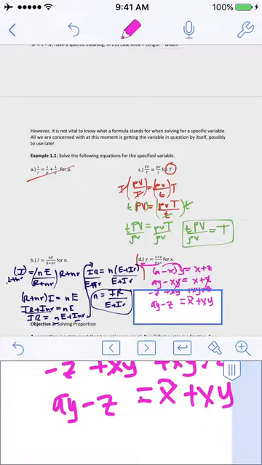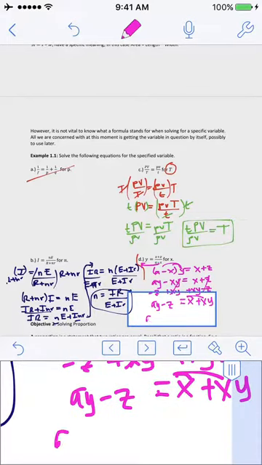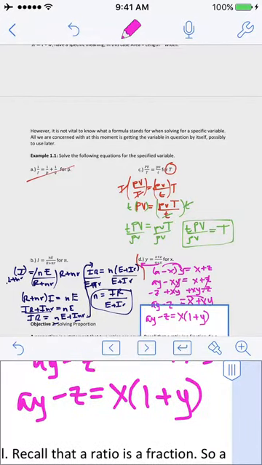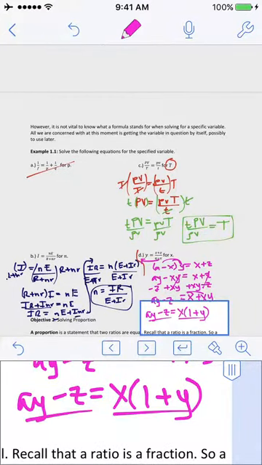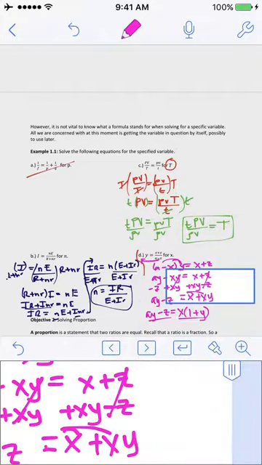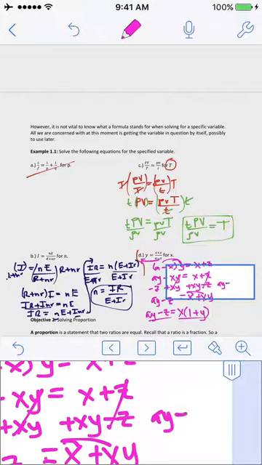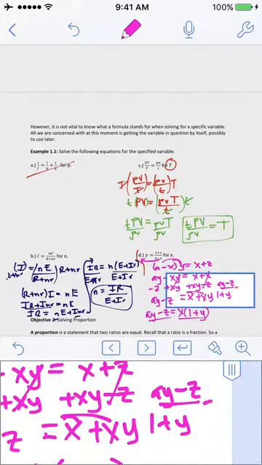Now I will reverse distribute. I see a common factor of x here. Ay minus z is equal to x. When I take out the x from this first part here, I'm just left with 1. Take out the x from the second part, I'm left with y. And then I can divide by that, and I get that. Let's see. Ay minus z over 1 plus y is equal to x.